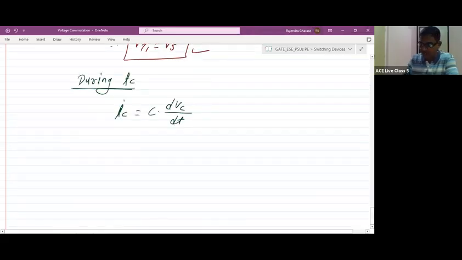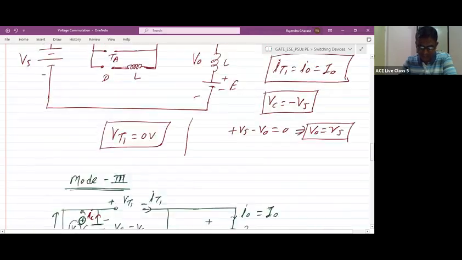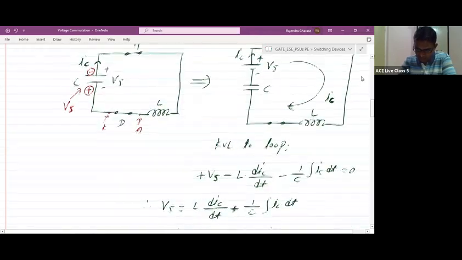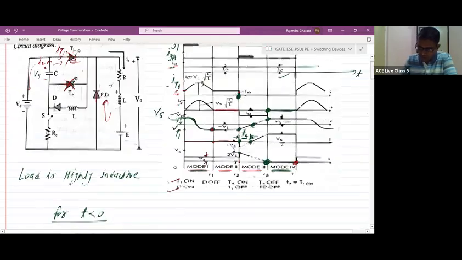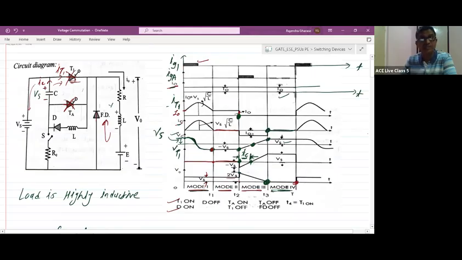So during TC, what is the magnitude of IC? It is I0. IC is equal to I0, which is equal to C into dVC by dt, because in the case of a capacitor, current IC is equal to C into dVC by dt. During TC, IC is I0. What is dVC by dt? dVC means change in the capacitor voltage.